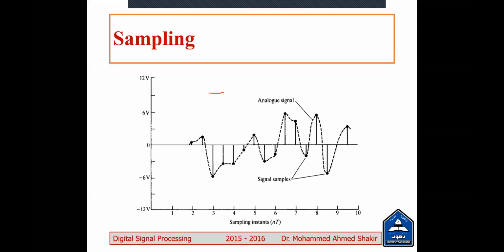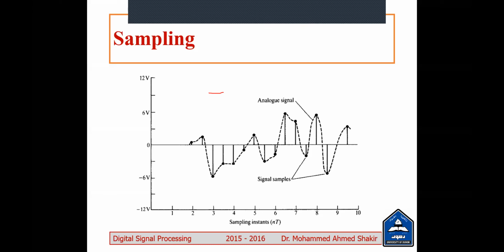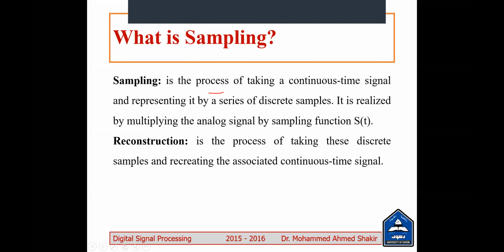Equal to zero, okay? So this kind of signal is called what? Is called a discrete time signal, okay? Discrete time signal. And this is the action of what? Of the sampling.